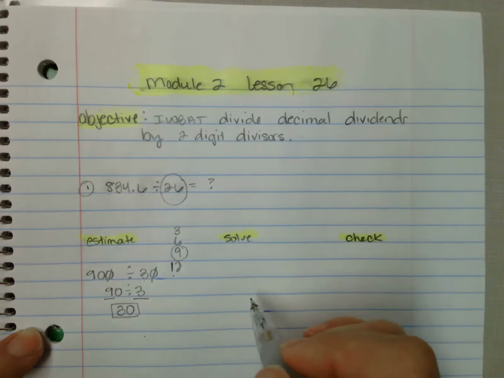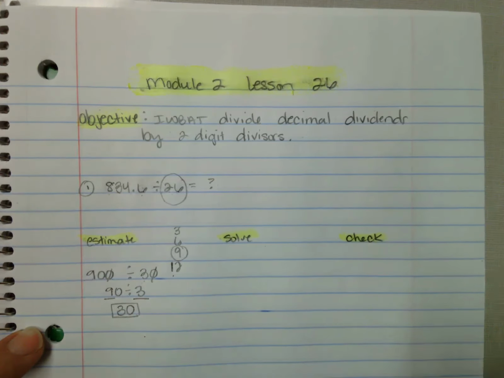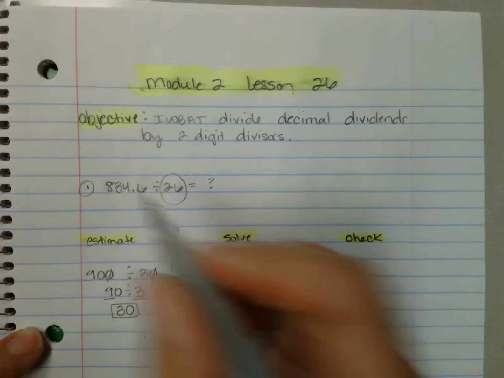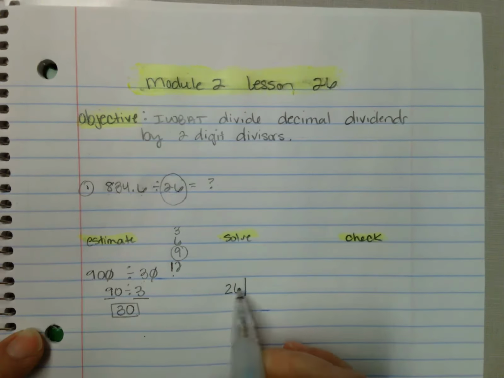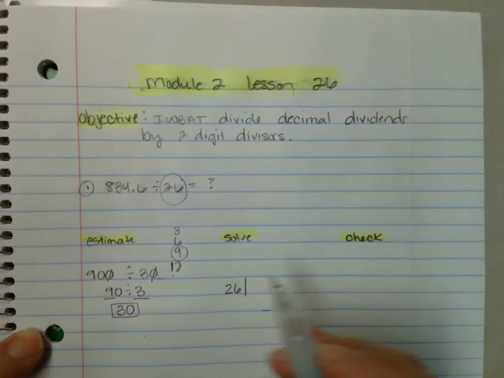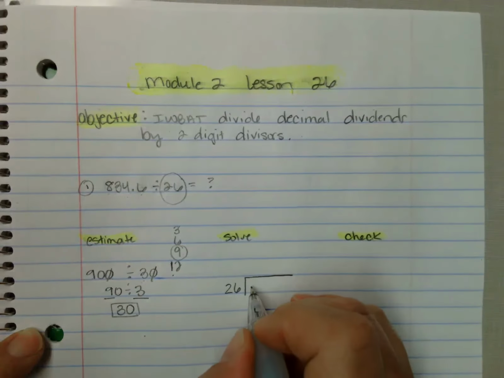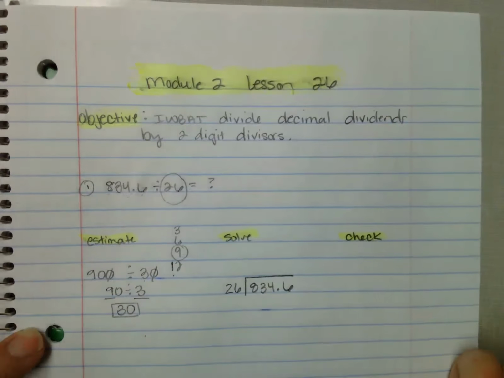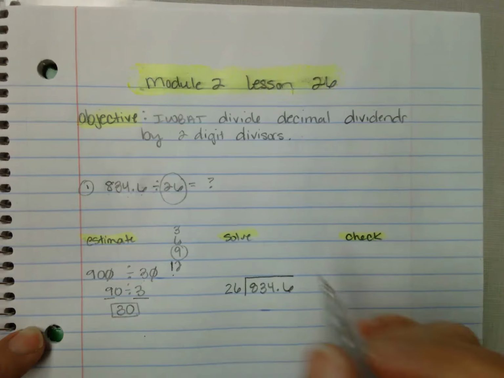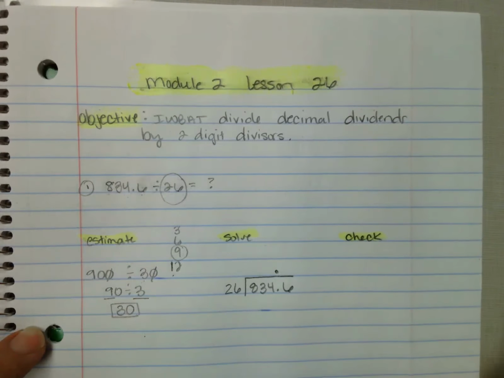All right, so now to solve it. My divisor goes on the outside of the box and my dividend goes on the inside. So out of the house, in the house. So 26 goes on the outside. Make sure that when you're writing the solving portion, you're not using those estimated numbers, and you're using the actual numbers from your original problem. 834 and 6/10. My step 1 is going to automatically send that decimal to the top. So make sure that you bring that decimal to the top first thing, okay?